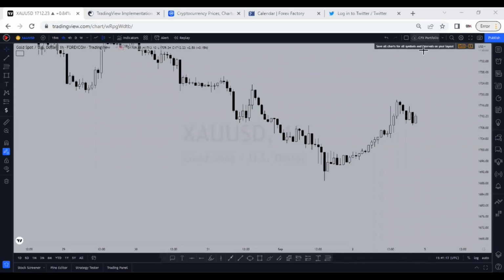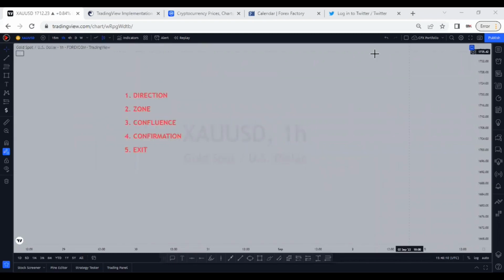Today I'll be introducing you to a very simple but working strategy in the forex market. So stick and stay as I take you through it. The strategy is based on 5 simple steps. Step 1 is know your direction. Step 2, finding a zone. Step 3, getting confluence. The 4th step is finding a confirmation. And the last part is knowing when to exit. So let's just take them one after the other.